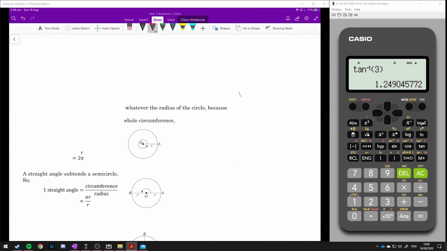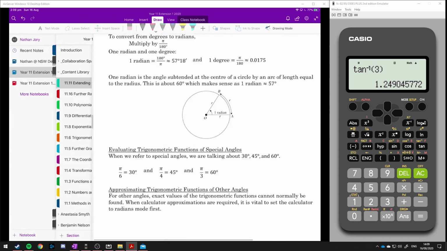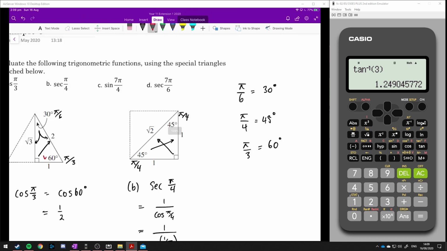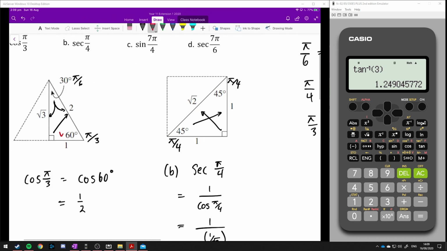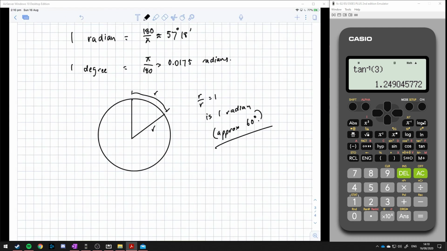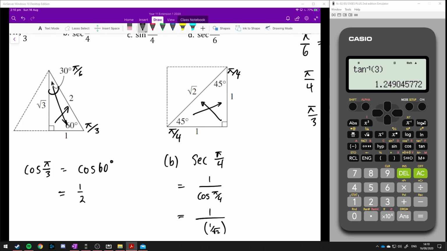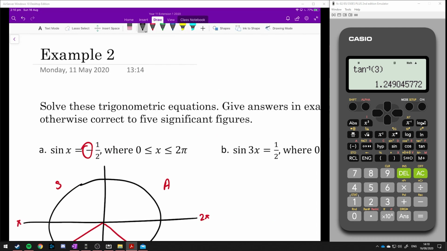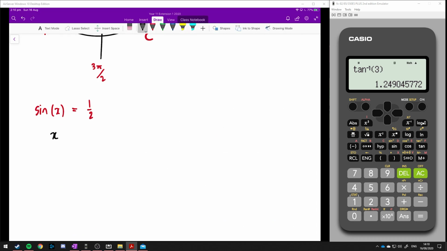I'm going to go back to my triangles, which were here. So a half, we're thinking of this triangle here. We want sine, so opposite over hypotenuse. So it's the 30 degrees, which is pi on 6 for that one too. So pi on 6 using that one there. So sine of x, x must be equal to pi on 6 in that case.